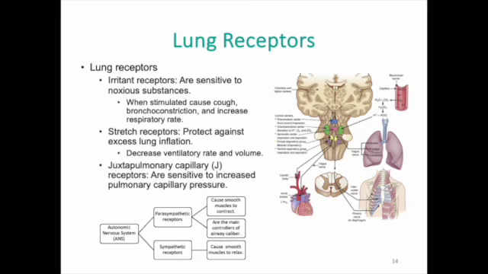The bronchopulmonary C fibers and a subset of stretch-sensitive, pH-sensitive, myelinated sensory nerves are what will mediate the cough reflex while this is happening. And then the juxtapulmonary capillary receptors, or more commonly known as J receptors. They are located near the capillaries in the alveolar septums. So as you move down lower into the lung architecture, they're sensitive to increased pulmonary capillary pressure. This is going to initiate rapid, shallow breathing, hypotension, and even bradycardia.